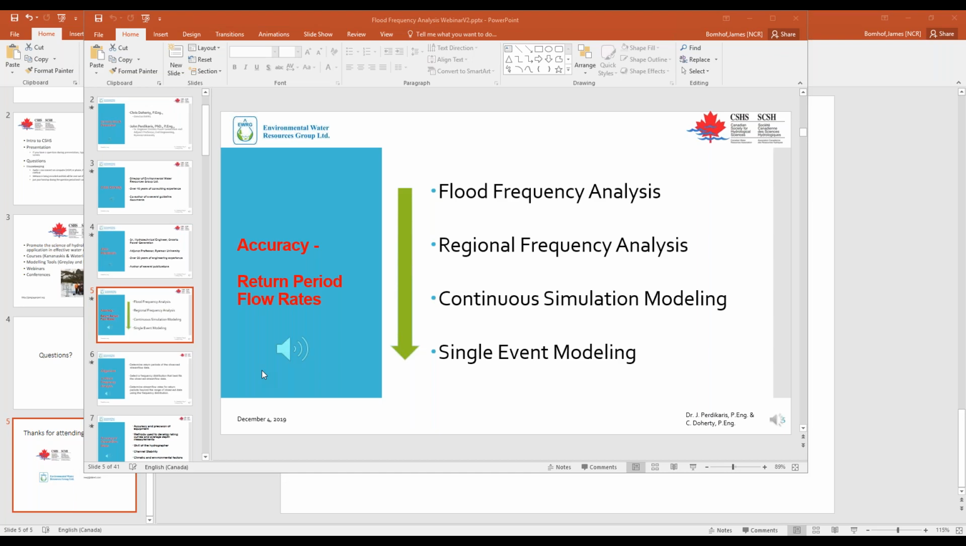It says, during the course, are you going to include FFA under climate change? I mean, to take into account non-stationarity. So that was the first question. And then the next one was, how do you recommend dealing with climate change and estimating future peak flows under climate non-stationarity?